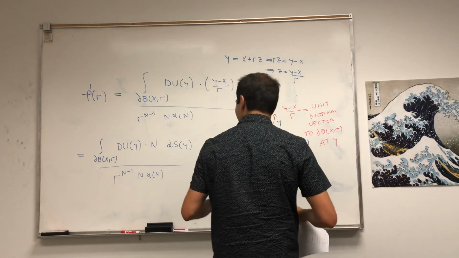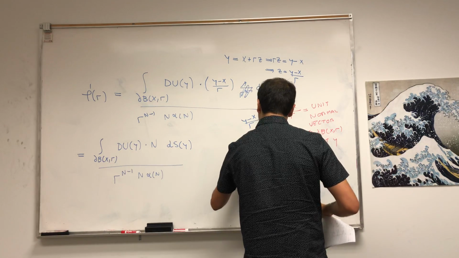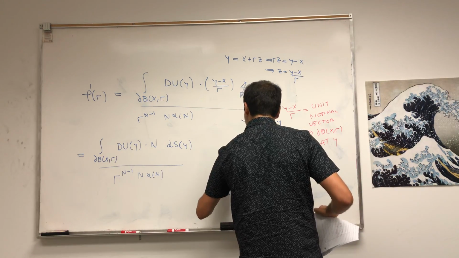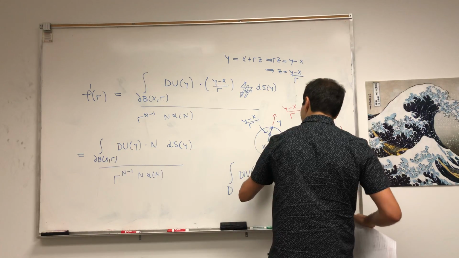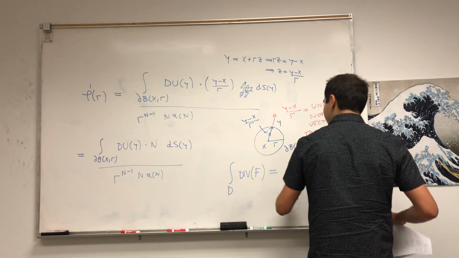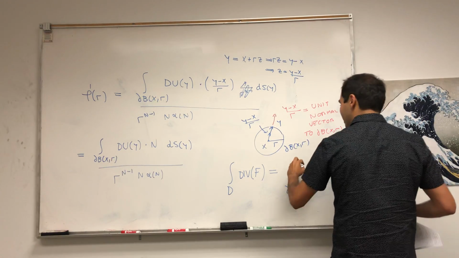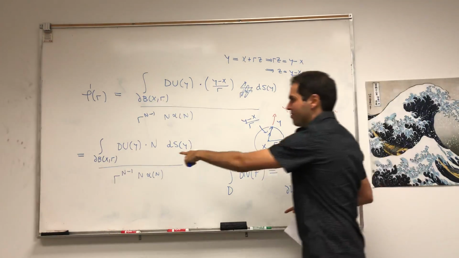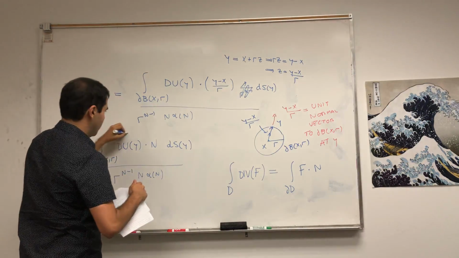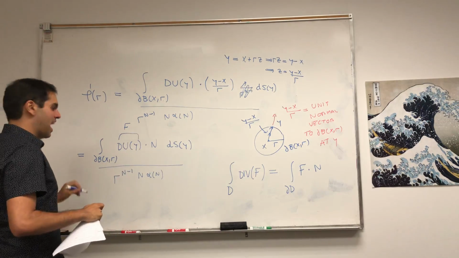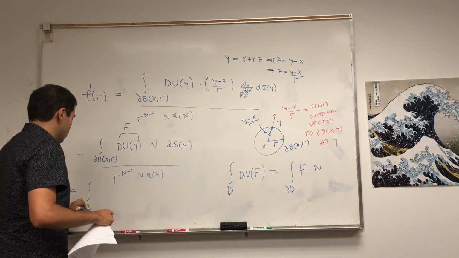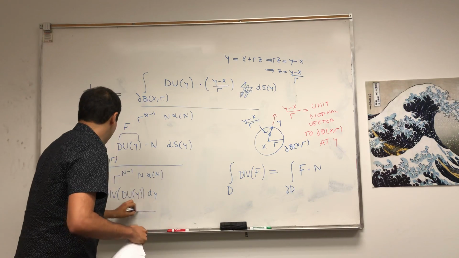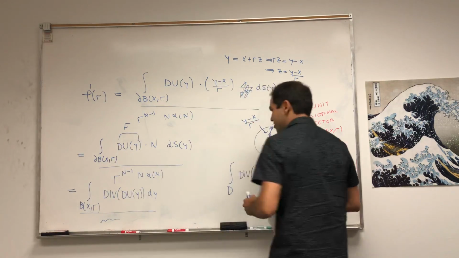In general, we want to use the divergence theorem, which says that if you have some domain D, and you take the integral of the divergence of a vector field, that's the same thing as the surface integral over the surface of D of f dotted with the normal vector. So, taking this back, this is like our f, and this is our normal vector. So, by the divergence theorem, this equals the integral over the whole ball of the divergence of du of y, dy, divided by this constant, which doesn't actually matter here.